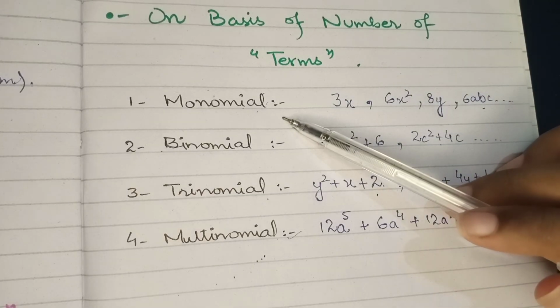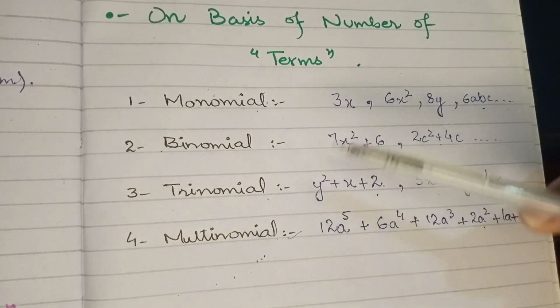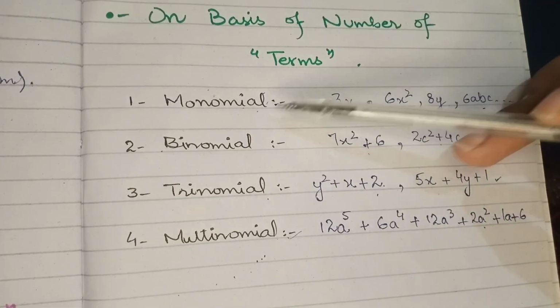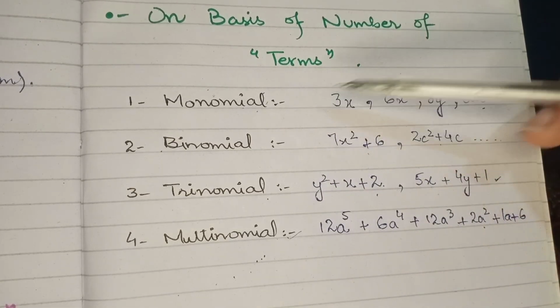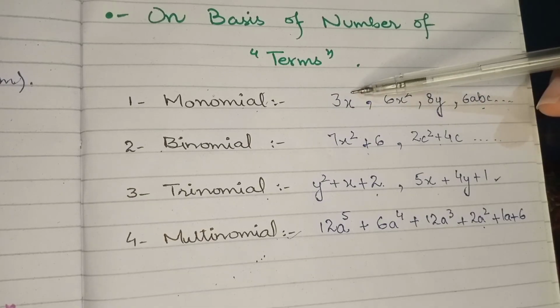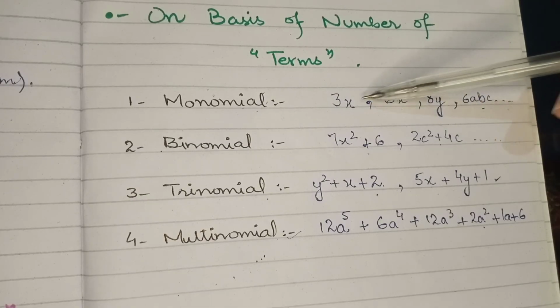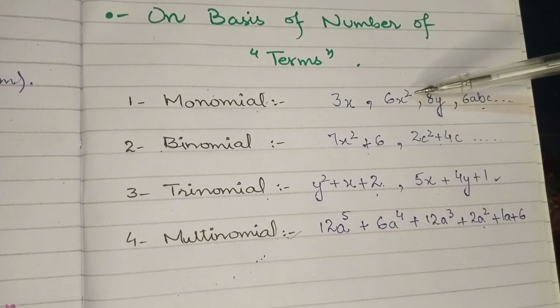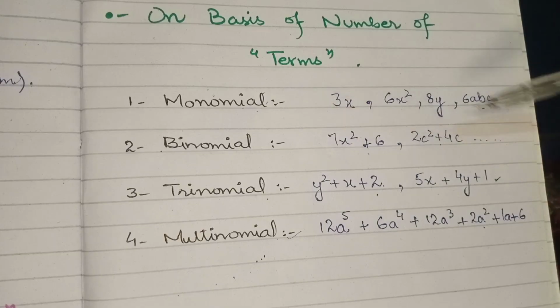You can write the definition which I am going to dictate to you. A single term is called a monomial. We are seeing this through the examples which I have written there. 3x is an example of a single term, not separated by any other sign, positive or negative. 6x squared, 8y, 6abc, these are all examples of monomials.